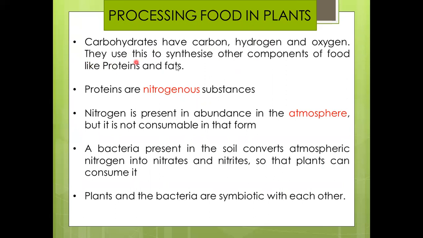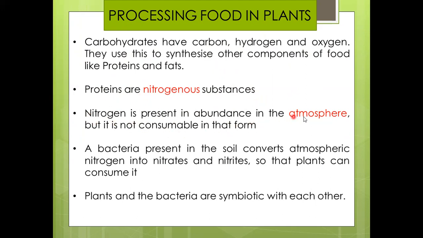So they use this to synthesize other components of food like proteins and fats. They use these carbon, hydrogen, and oxygen to synthesize other components like proteins and fats. They use this to make proteins and fats for the plants. Proteins are nitrogenous substances. What are nitrogenous substances? The substances which have a large amount of nitrogen are known as nitrogenous substances, like proteins.